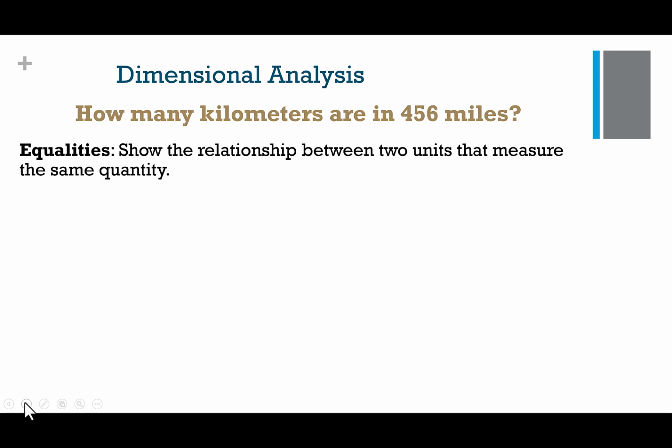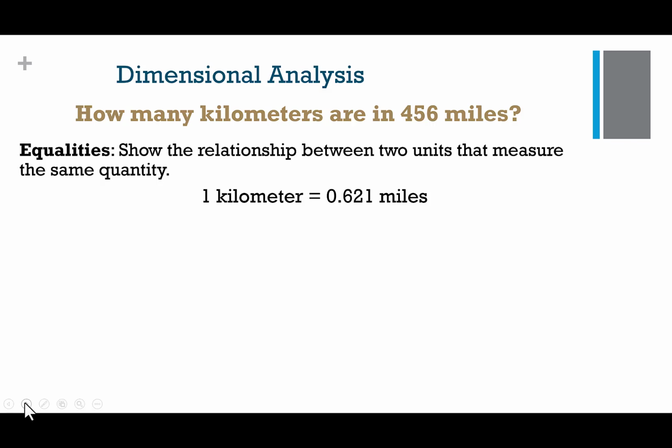First, we're going to need something called an equality. An equality shows the relationship between two units that measure the same quantity. So here we see an equality. 1 kilometer equals 0.621 miles. So what this means is they are measuring the exact same distance.